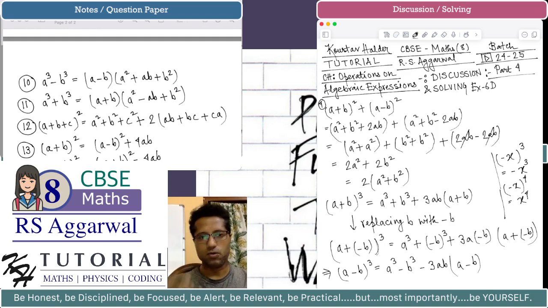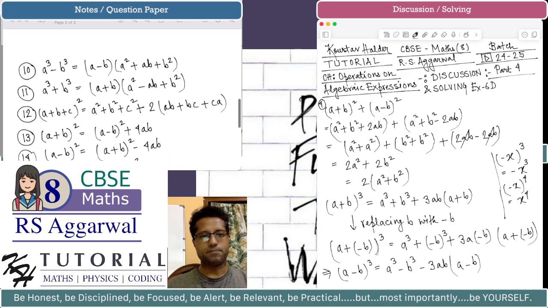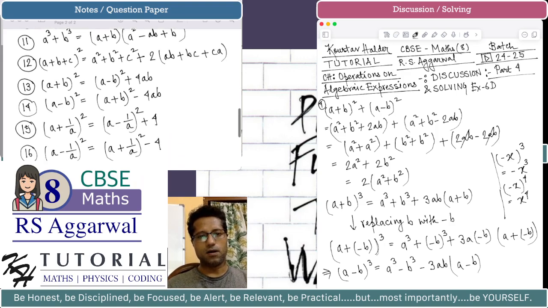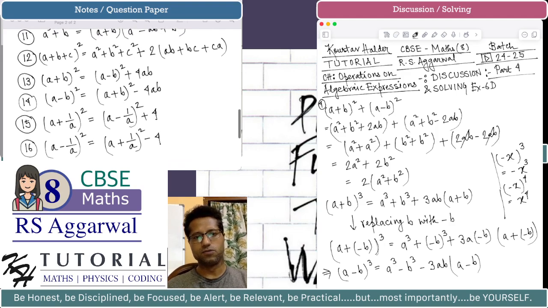A cube minus B cube is equal to A minus B multiplied by A square plus AB plus B square, and A cube plus B cube is equal to A plus B multiplied by A square minus AB plus B square. Now identity number 12, you may skip it. If you can remember it, it is good. Now the rest of the identities are also very useful.